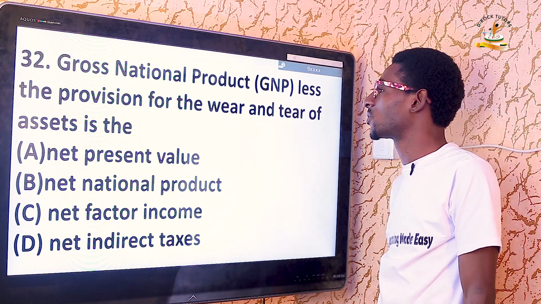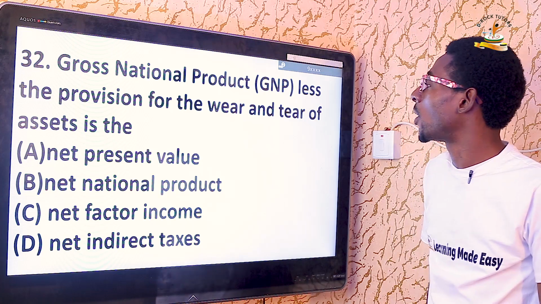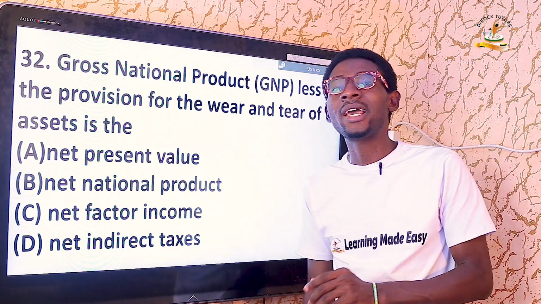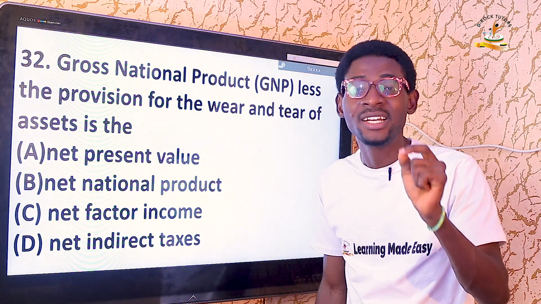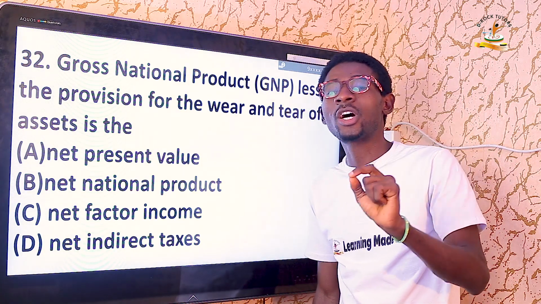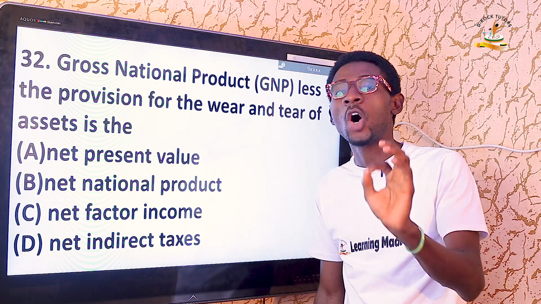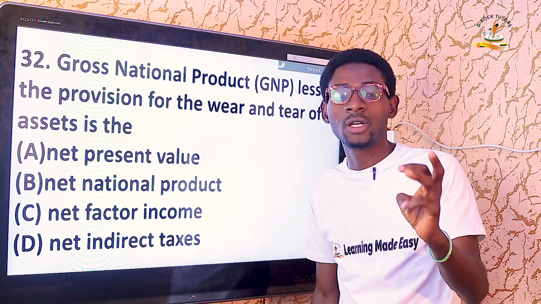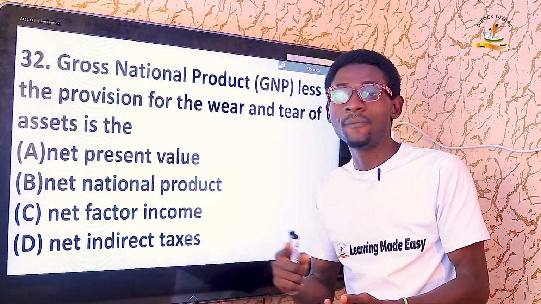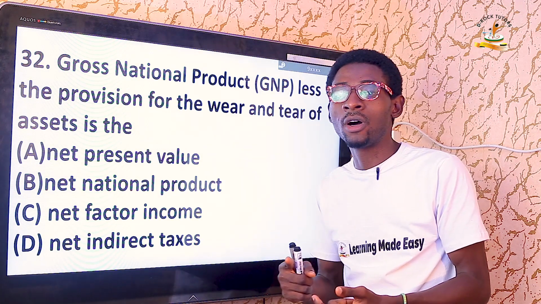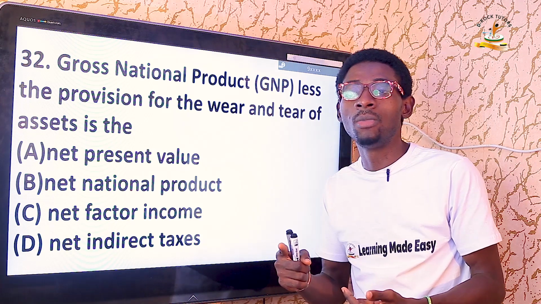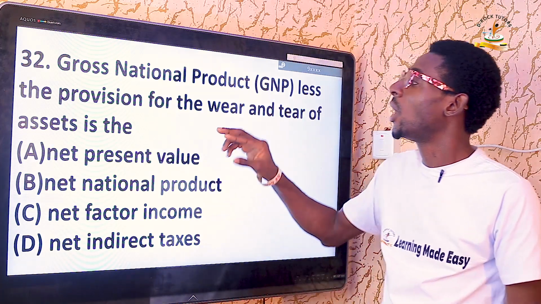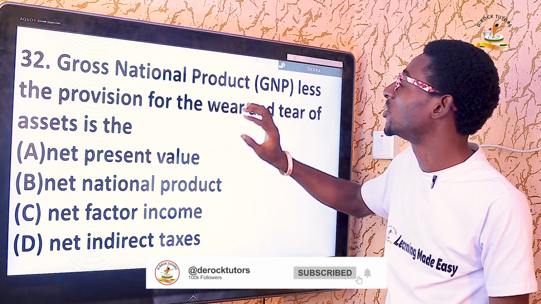Gross national product less the provision for wear and tear of assets is... Now, provision for wear and tear in accounting is defined as depreciation. Depreciation means the reduction in the economic value of an asset. Factors that can cause depreciation include wear and tear, passage of time, usage, depletion, obsolescence, and the like.